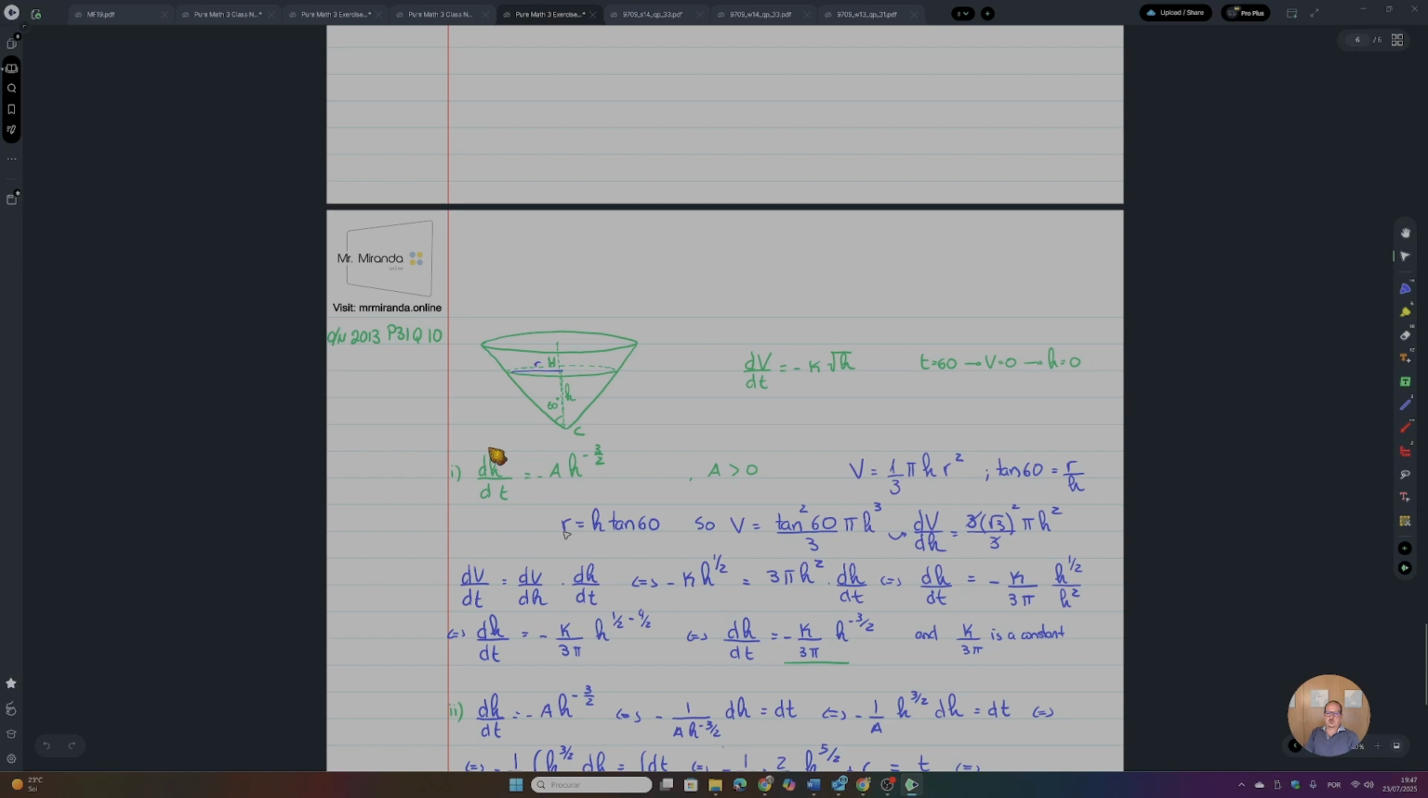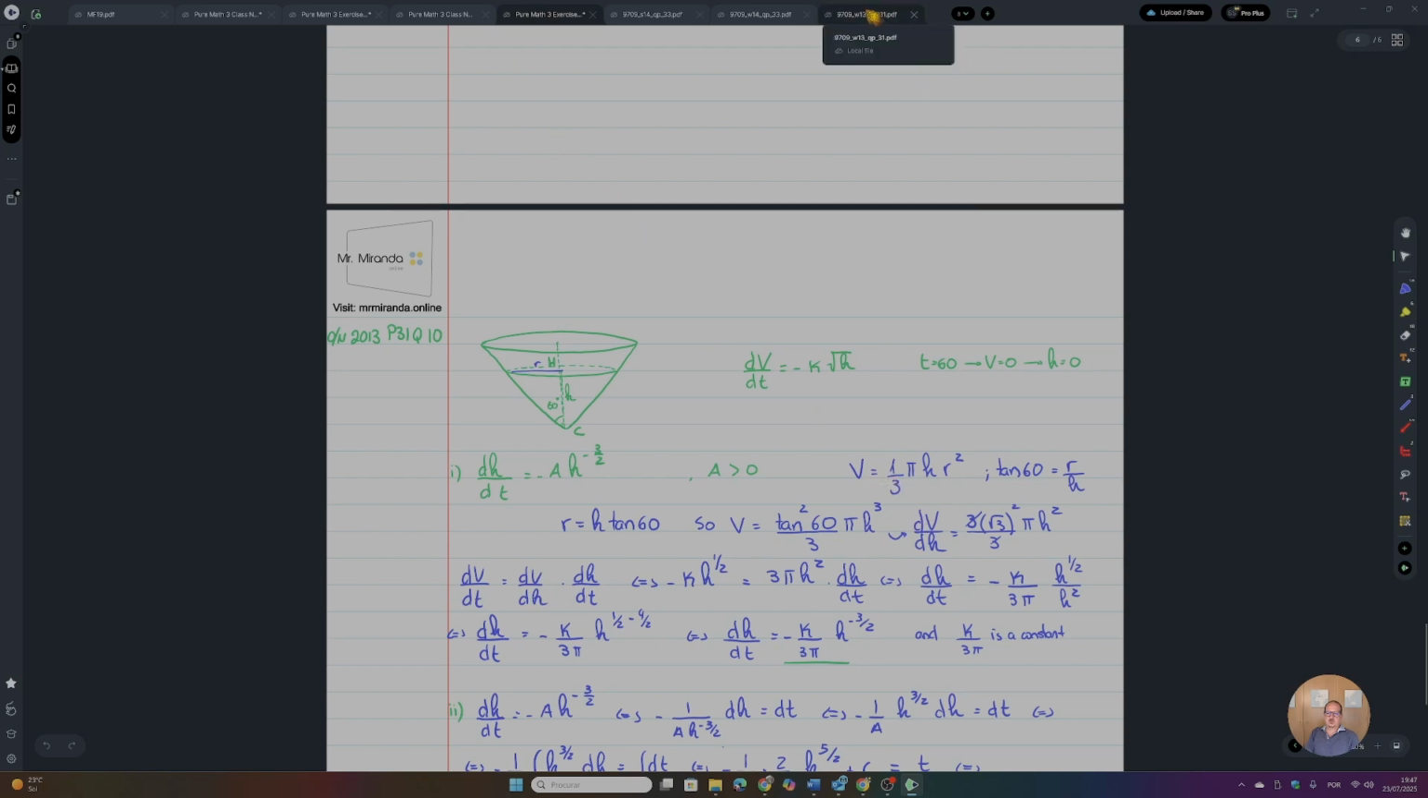Right? You want an expression for dh by dt. This is what you want. Eventually, you need to reach that. This is the thing that you have. So you need to calculate dV by dh. Remember this from last year? So this is a tricky part. You have to get an expression for V in terms of h.